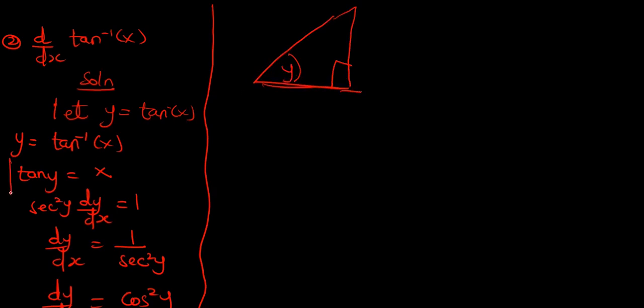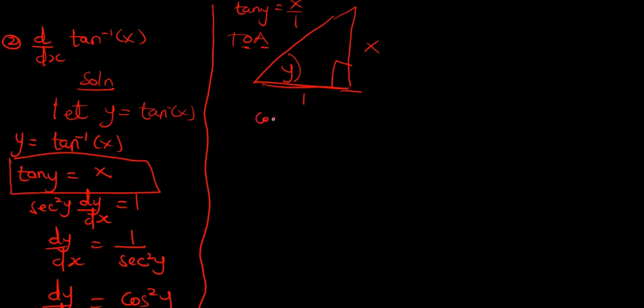We are taking it from here. Tan y equals x. But we shouldn't forget that tan y equals x is the same as x over 1. And from SOHCAHTOA, tangent is opposite over adjacent. And the side opposite to y is what? This side. So here will be the x. And the side adjacent to the angle is where the angle is sitting. So here. Okay, so we need our cos y.